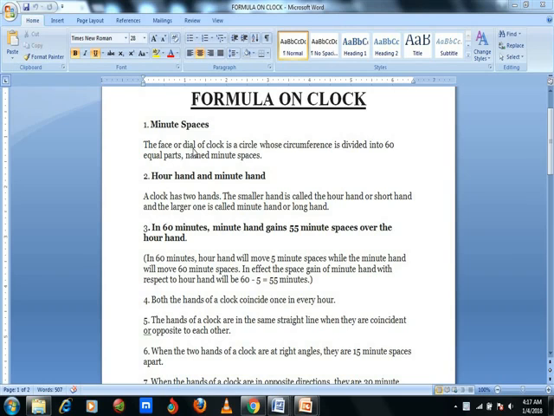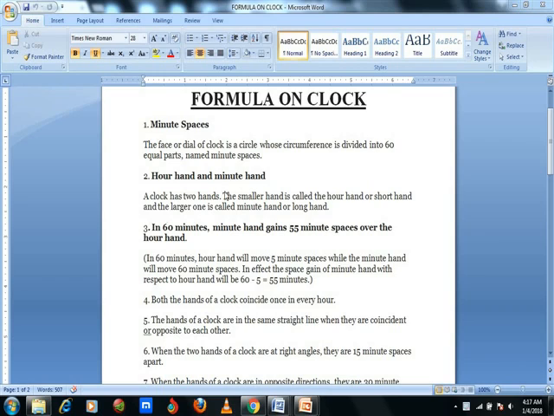The face or dial of a clock is a circle whose circumference is divided into 60 equal parts, known as minute spaces. We all know that 1 hour is equal to 60 minutes. That is the thing here they say.